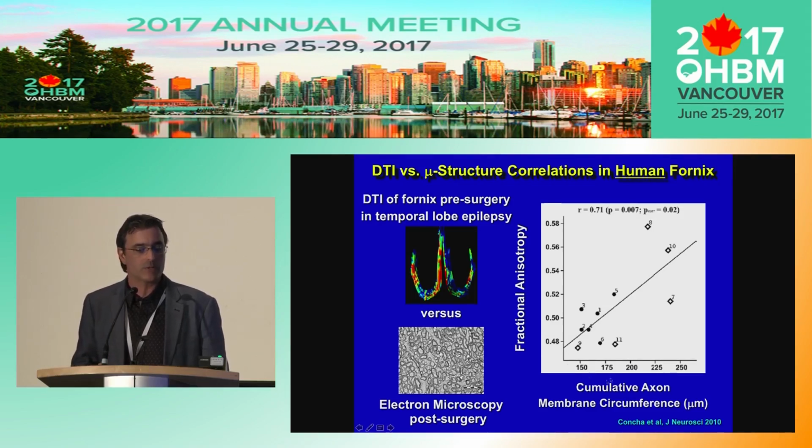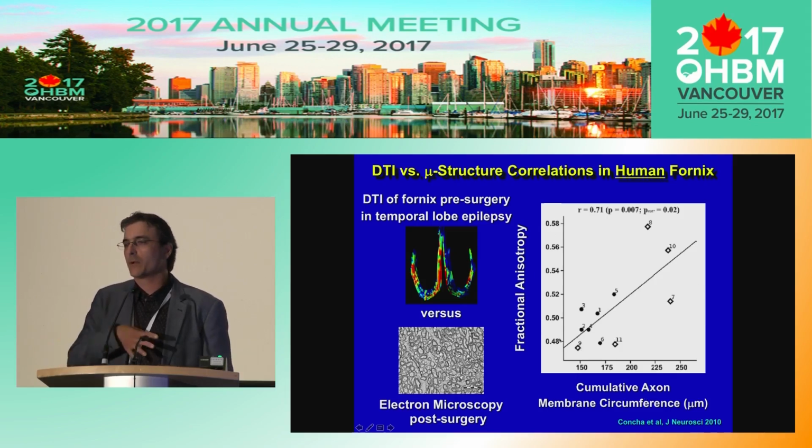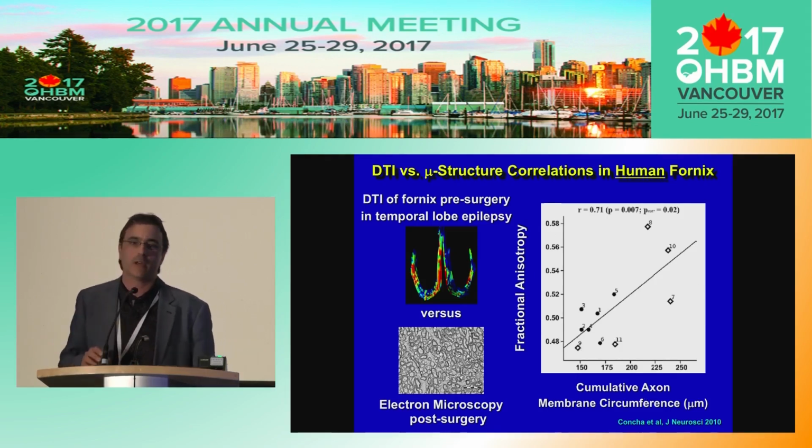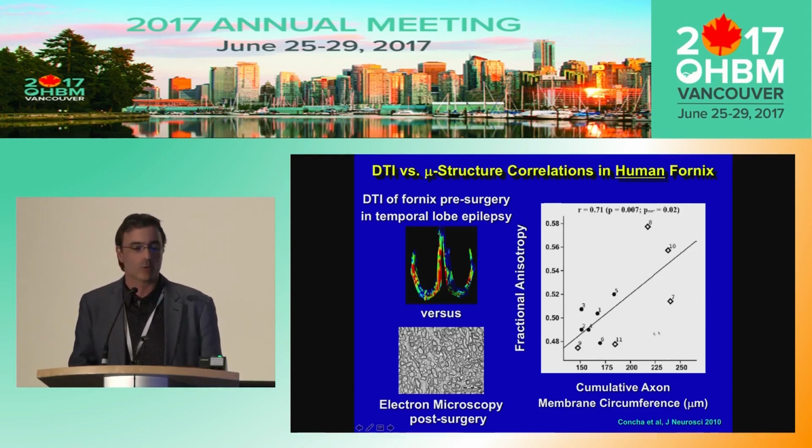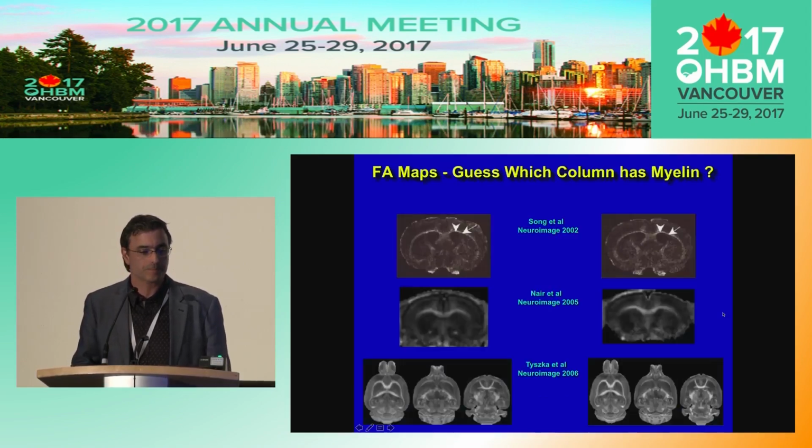And what came out was that the FA was correlated to the cumulative axon membrane circumference. So the more membranes that you have, the higher the FA was. The less membranes you had, the lower the FA was, confirming exactly what we just saw on the previous slide on the lamprey spinal cord. But this was in human tissue. And each of these dots is 11 different patients. So that was kind of interesting.